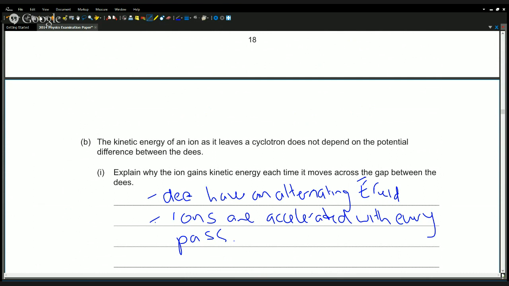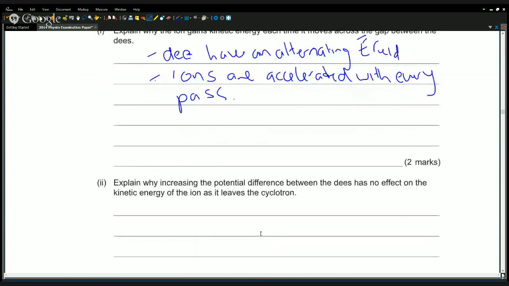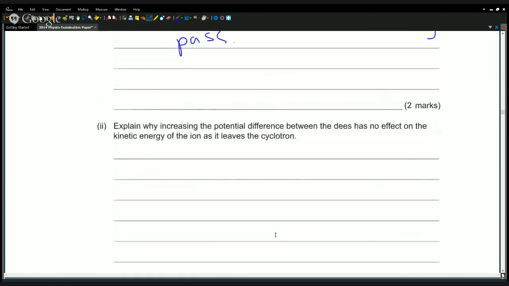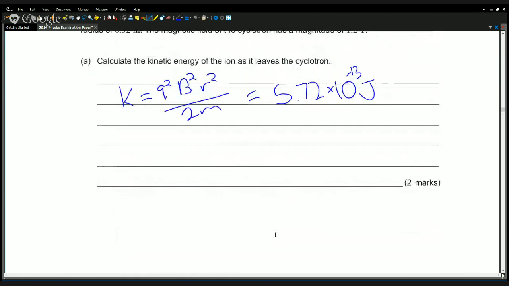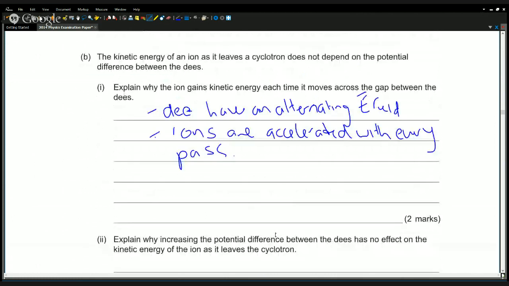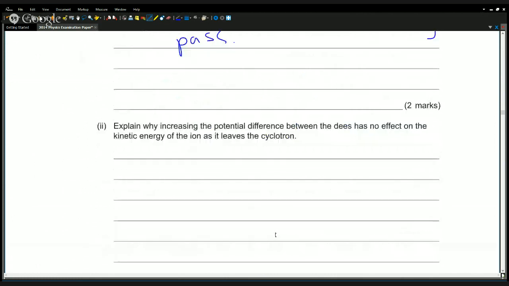Okay. Explain why increasing the potential difference between the Ds has no effect on the kinetic energy of the ions that leave the cyclotron. Okay, now you can explain this a couple of ways. There's 3 marks. You can go back to that equation. You can see it's not part of that. A bigger distinction.